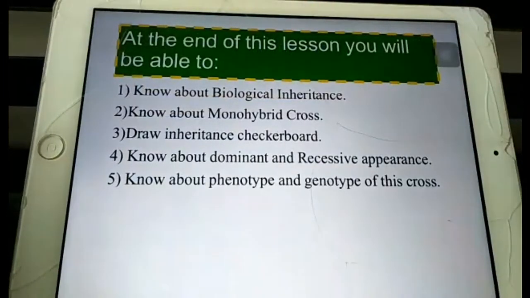Okay, so first of all we will see what you will be able to learn at the end of this lesson. Let's have a look. You will be able to learn about biological inheritance. First of all, I'm going to tell you the meaning of biological inheritance. Next, I'm going to tell you about the phenomenon of monohybrid cross. Then we will draw the inheritance checkerboard, and then we will have a look at the dominant and recessive appearance, and at last we will have the results of this specific monohybrid cross regarding phenotype and genotype.